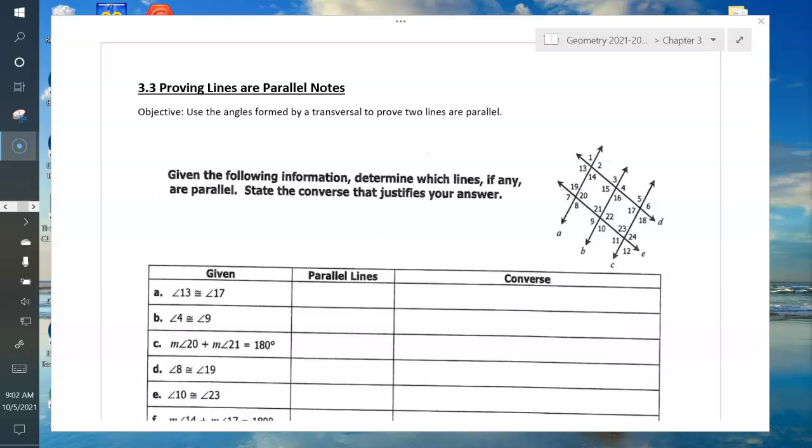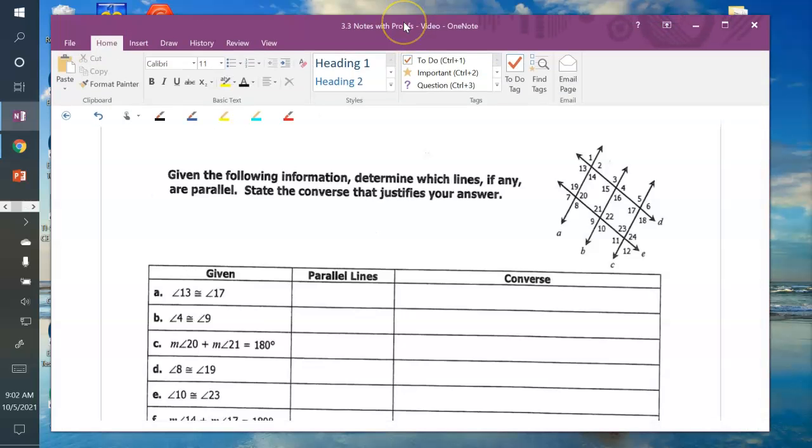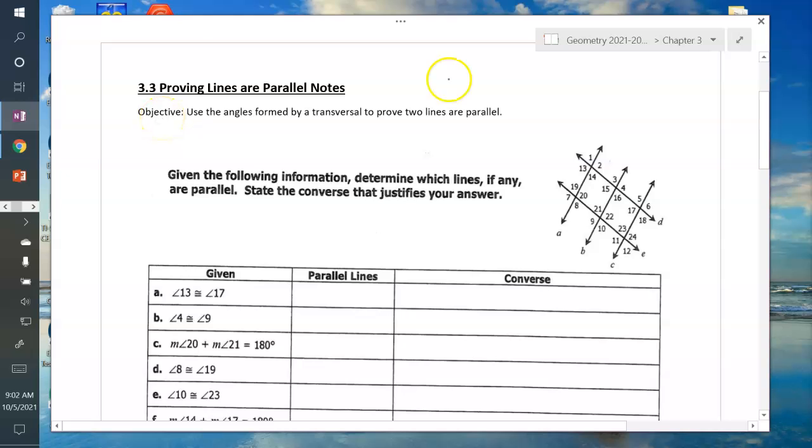And every time we do this, we're going to be using a similar justification to the one we did in section 3.2. The only difference is these are all converses. Converse means going backwards. So if we start with angles and we're proving something about lines, start with angles and go on to parallel, you're going to use the converse. That's very important. I will take off if you're not saying converse.